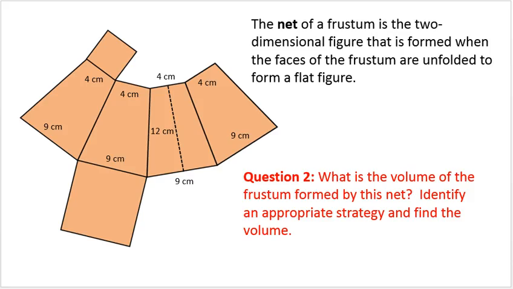Question two is certainly a more involved question, but one that I like. I have a net which I will hold up, and a net of a frustum is a two-dimensional figure that's formed when you cut along the edges of the frustum and unfold the faces so that the sides of the frustum are laid flat. In this figure, I have a net of a frustum, and I will hold one up in class as well.